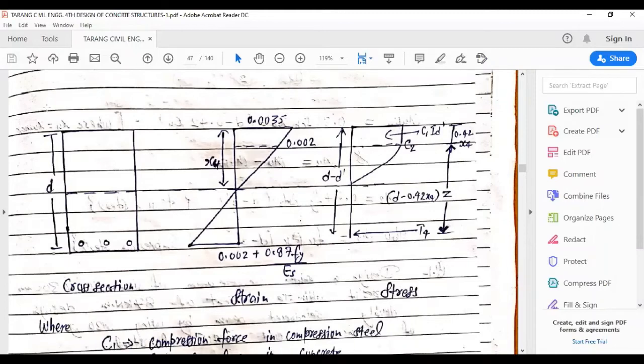This you guys know, we have been discussing it since long back. As you can see here, this is the cross section with effective depth small d, and this is given as the area of steel under tension. This is XU, and this value is 0.002 and this is 0.0035. This you also know from previous lectures, and the strain value at the tension side is 0.002 plus 0.87 Fy upon Es.